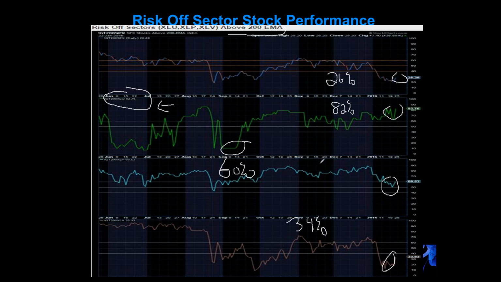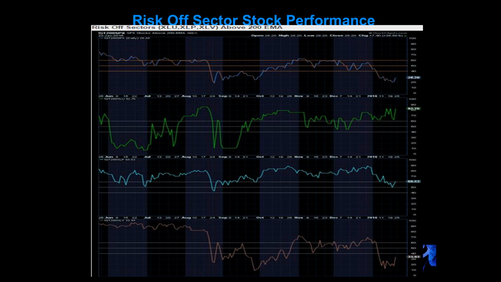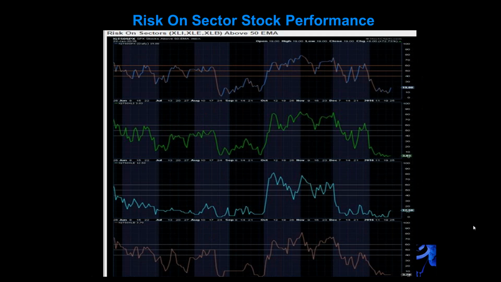Now, let's go look at some of those sectors that are considered not risk off sectors. These are the kind of sectors where, when risk is on, people want to take risk in the market. Now let's go down to a 50 EMA and look at the percentage of stocks in a couple of the other sectors that do well when risk is on. And you can see just how poorly they're performing right now.